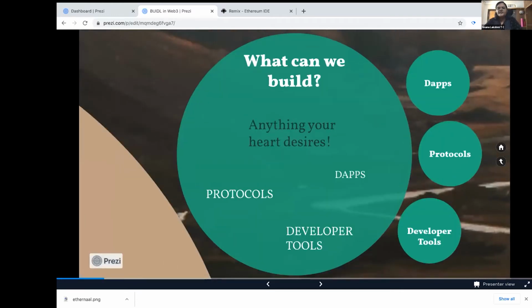All right. So the first thing: what can we build? What can you build in the Web3 ecosystem? Well, the answer is very simple. You can build anything that your heart desires. You can build anything that you want to build. You want to build applications which solve a specific problem. Those are called dApps or decentralized applications. Of course, you can build that.